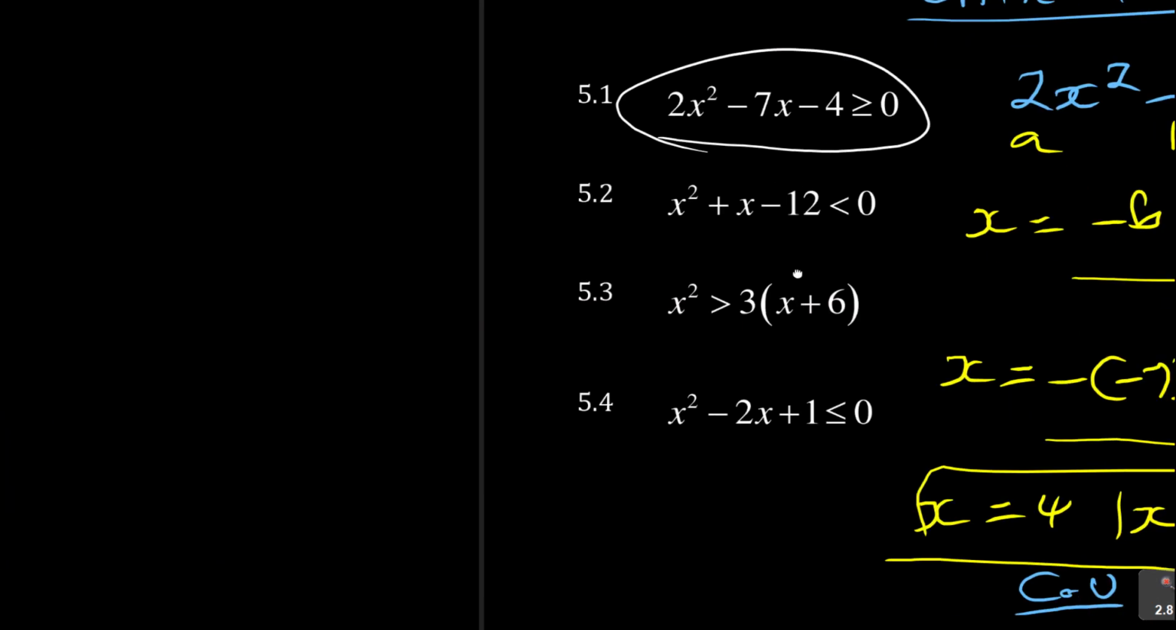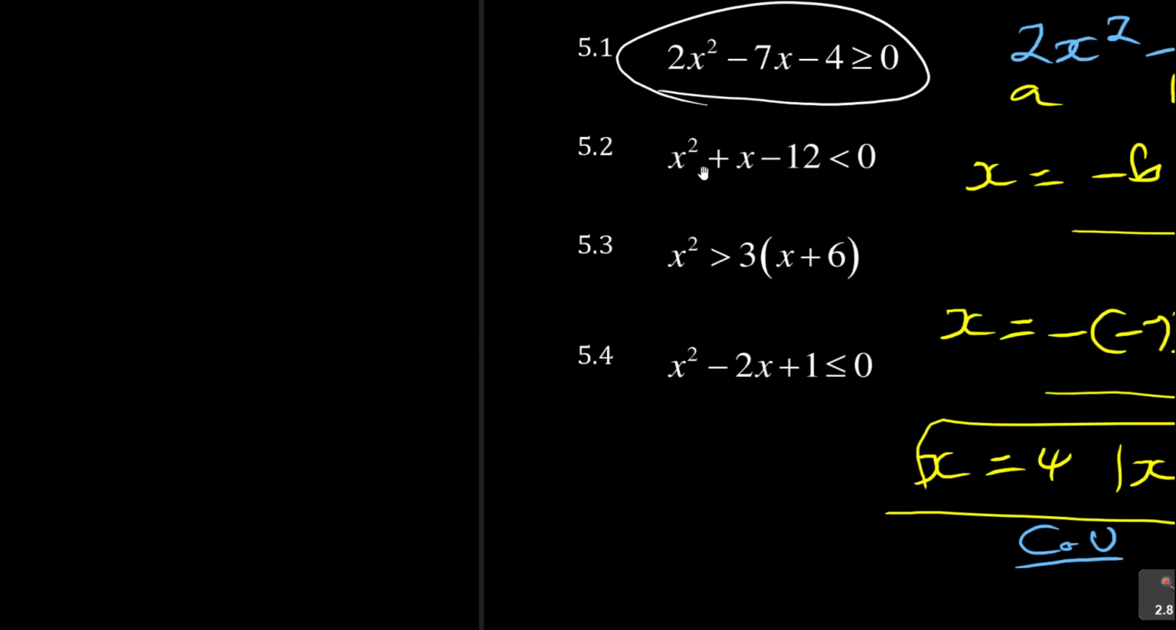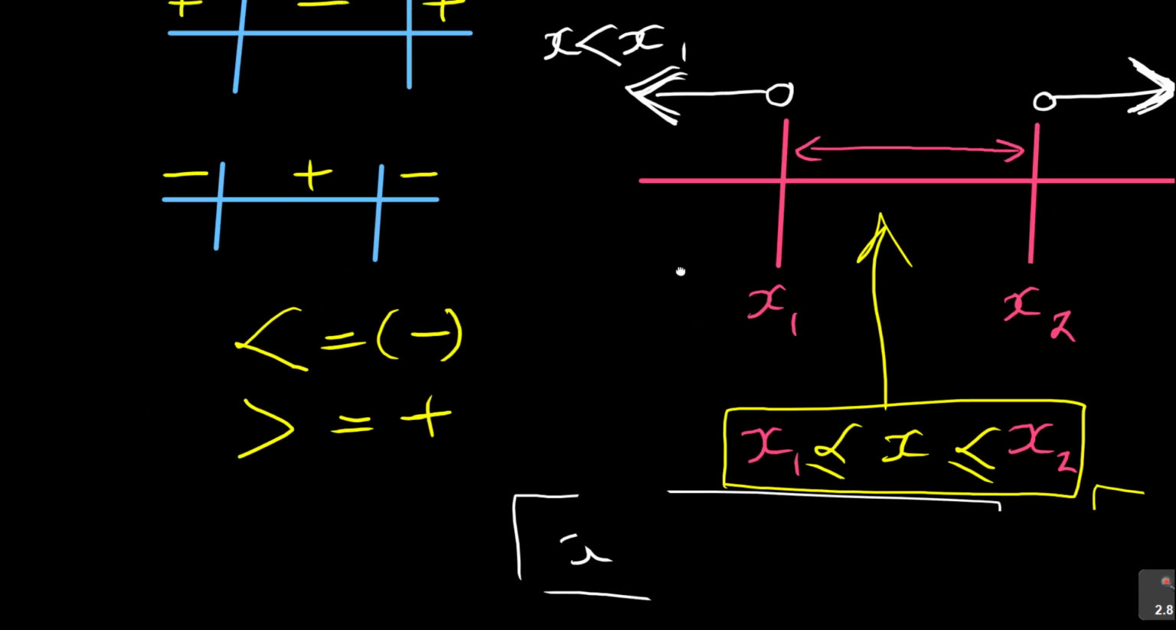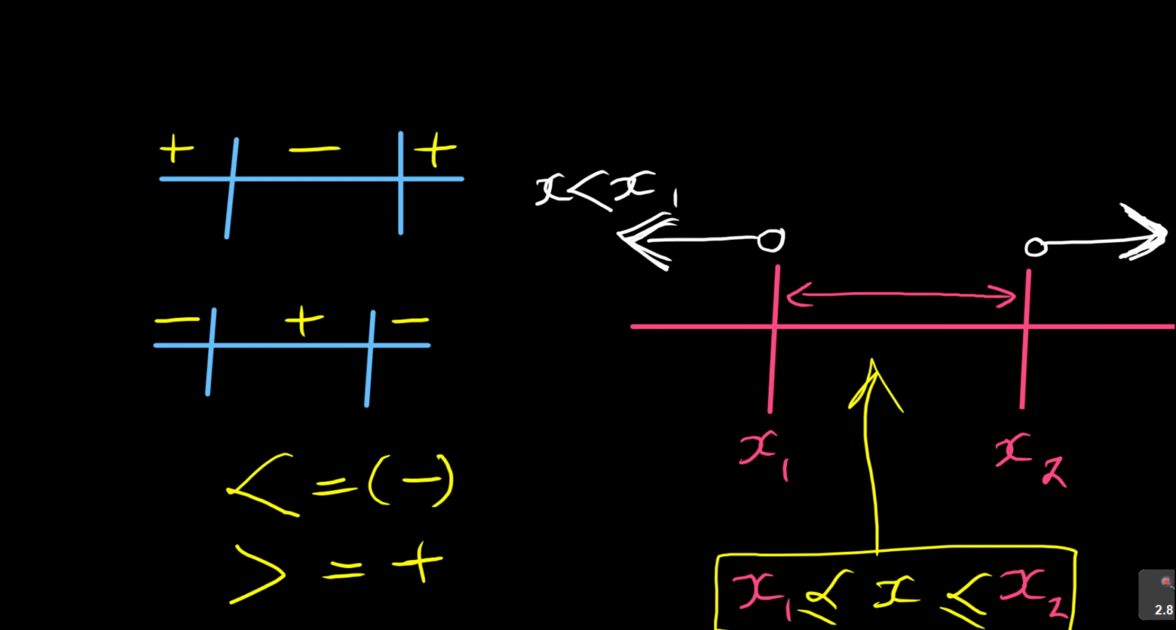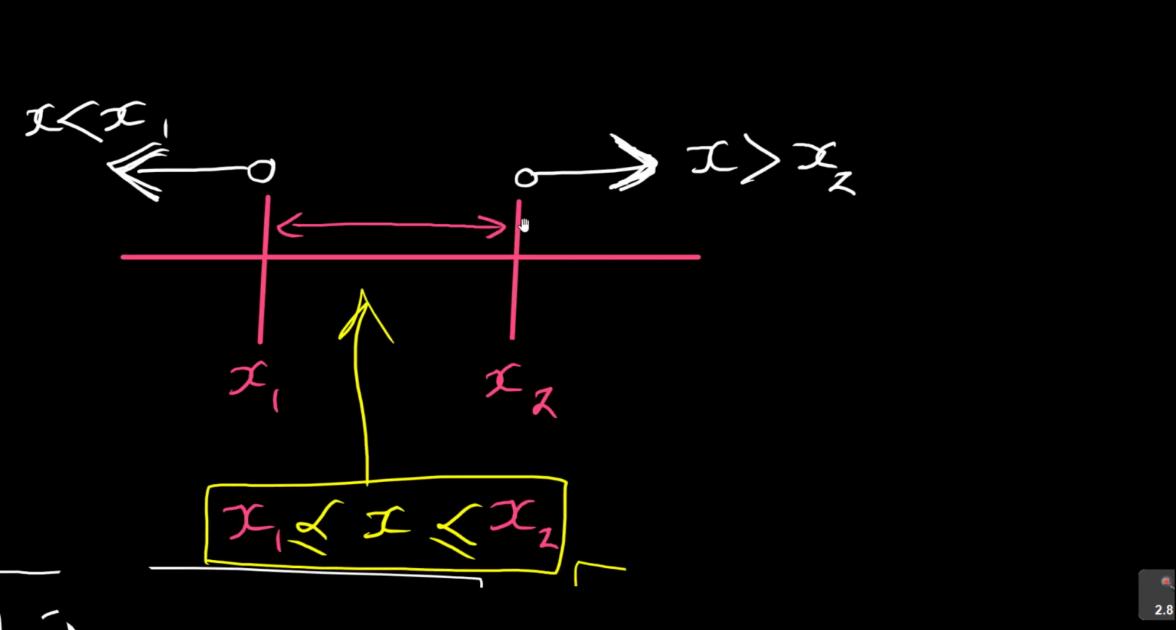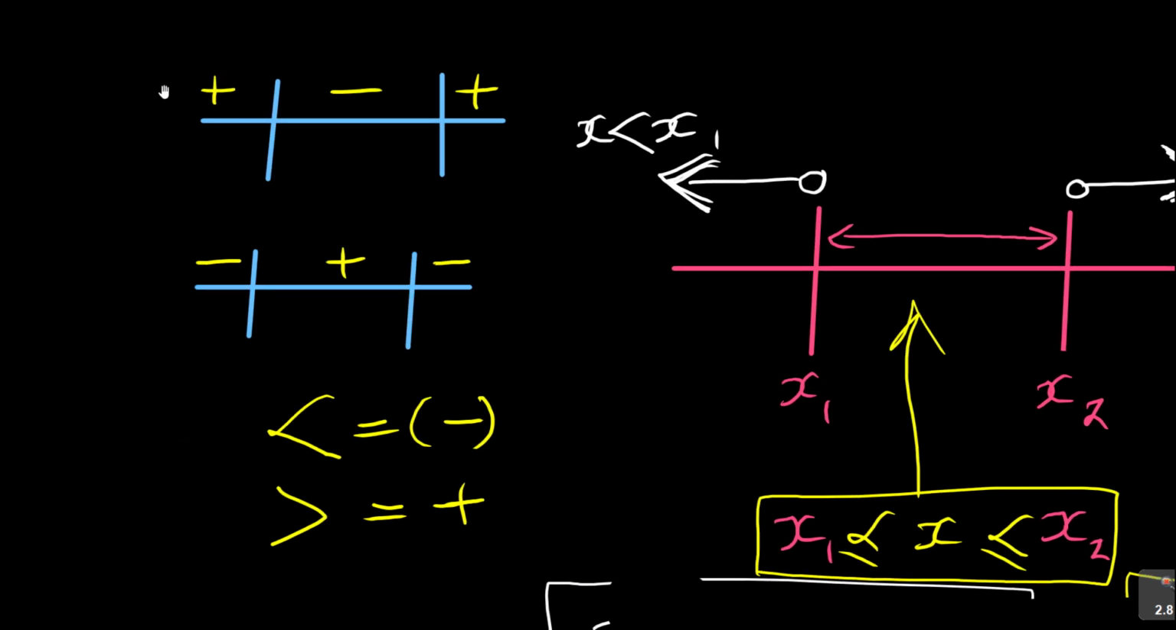For example, you see this question number 5.2, it says less than 0, which means we are going to look for either here less, or we're going to look for negative here. That's what we're looking for. But before we do that, we have to test and see is it this version or that version. You see, there are two versions, so we need to first go through the critical values. Then it will tell us whether it's positive, negative, positive, or negative, positive, negative.